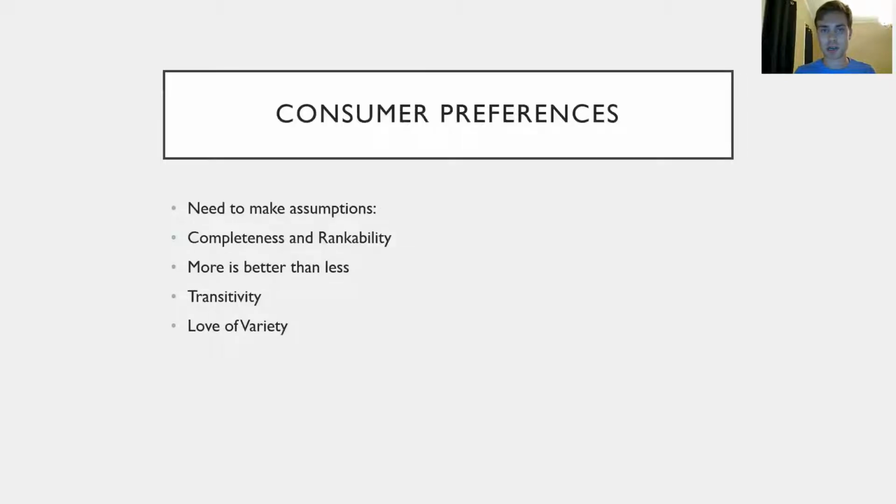And so let's just continue on. The first thing we're going to talk about, again, is consumer preferences. And so we have to make a few assumptions about how people are deciding what their preferences are in order to analyze what people decide to do. So we're going to look at 4 different assumptions, and I'll talk about them in depth. We're going to make a completeness and rankability assumption. We're going to assume that more of a good is better than less of a good. We're going to have a transitivity assumption, and then assume that consumers have a love of variety. So they prefer a variety of goods.